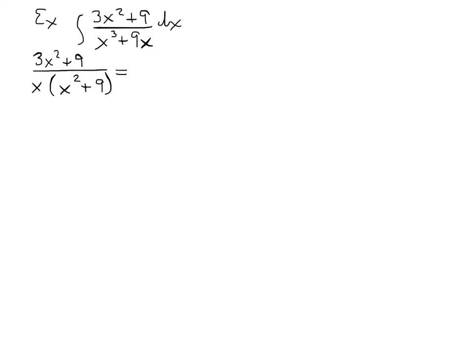Okay, so x has a degree of 1, so that will get an A. (I said multiplicity, but I meant degree.) x squared plus 9 has degree 2, and so it is going to get a degree 1 polynomial in the numerator.